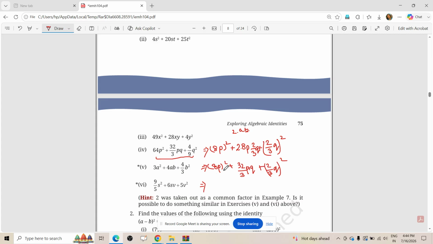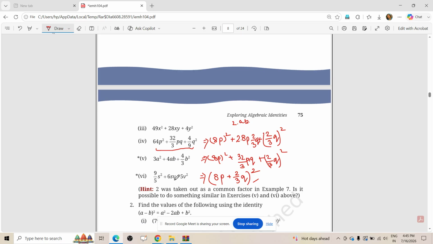So what can we write? How can we deduce the identity? That is a square plus 2ab plus b square becomes a plus b whole square. Here a is 8p and b is 2 by 3 q. It becomes 8p plus 2 by 3q whole square. Okay. So this will be the answer of the fourth question.